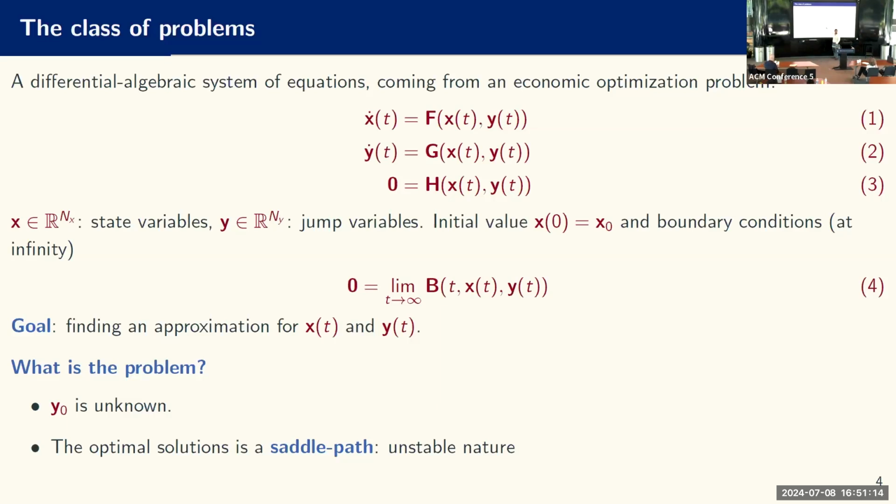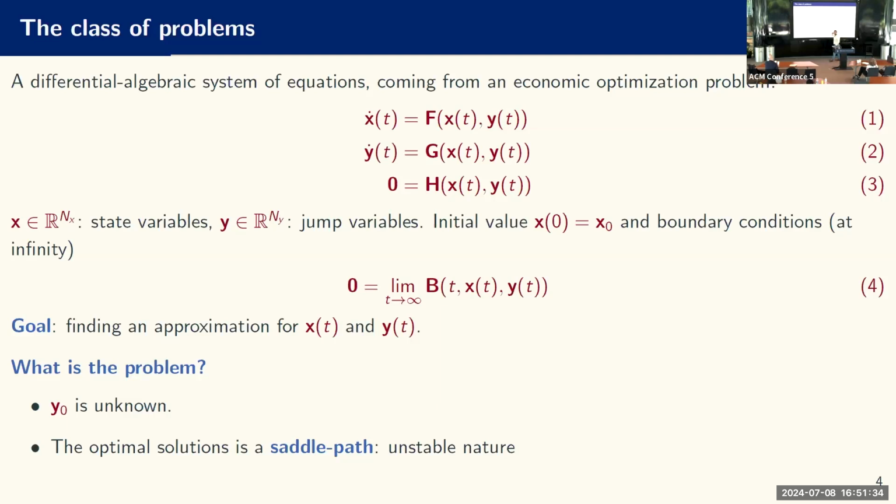There is this function b that depends on time, your state variable and control variable. And as time goes to infinity, I want the optimal solution to behave like this, going to 0. So what is the problem? What is the goal here? The goal is to find an approximation for the control variable and the state variable.